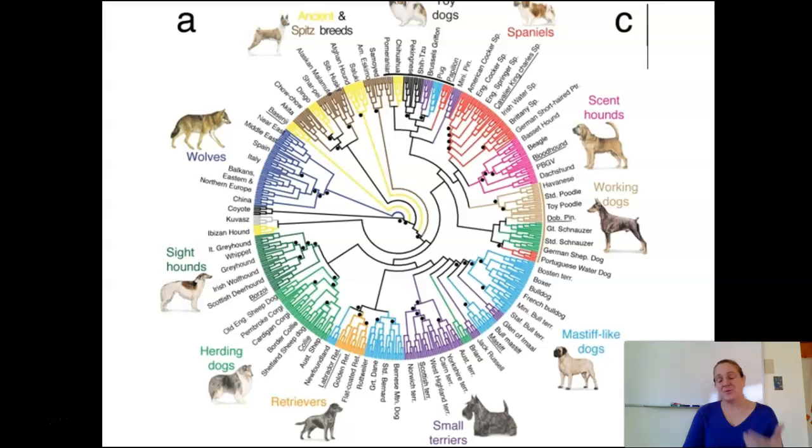I don't find that this circular phylogenetic tree works for my eyes. It's really, really hard for me to see how the scent hounds are closely related to the spaniels, and then to track how they're then, if I have to follow all of the lines, back to the gray wolf. It's just confusing for my eyes to follow. I really like the rectangular or the kind of triangular phylogenetic tree that I showed you in the example. I think that that's easier on my eyes.